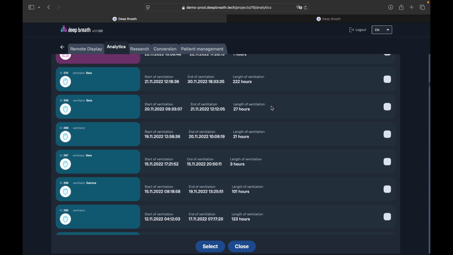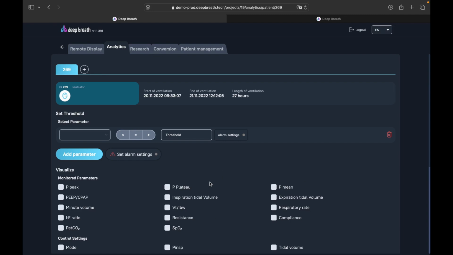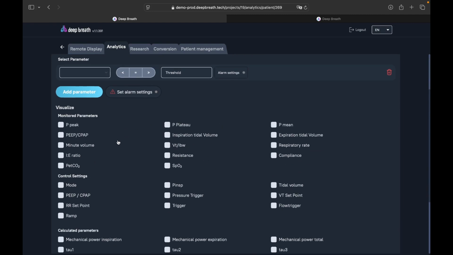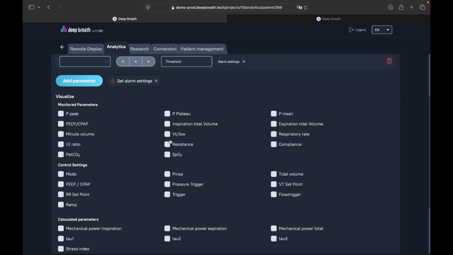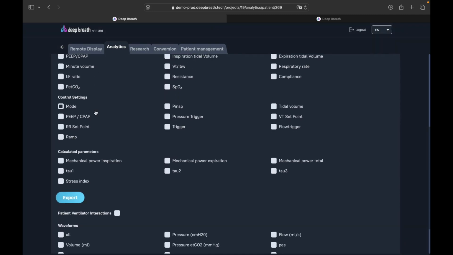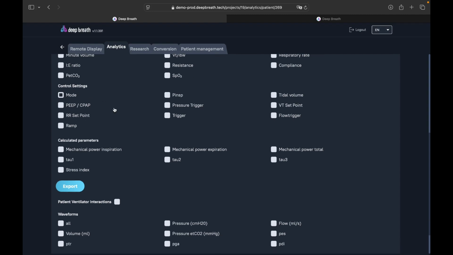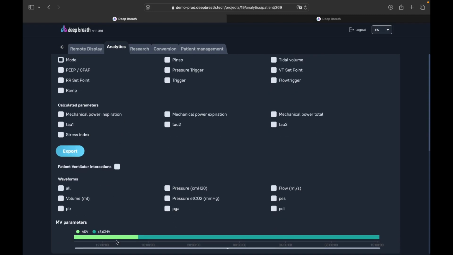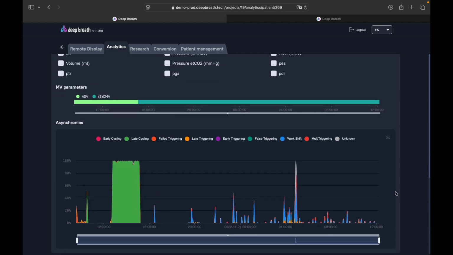Interface for patient ventilation interaction analysis in the breath. Let's choose one of the patients that was ventilated 27 hours. I will not repeat the opportunity to see monitoring parameters and other things. We immediately will see statistics about modes of ventilation. We see that there were 2 modes, adaptive support ventilation and volume control, and statistics about patient ventilation interactions.